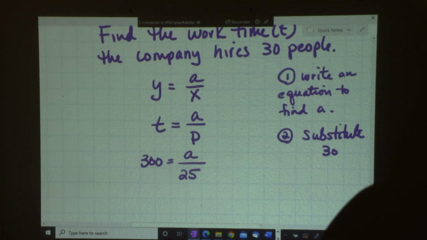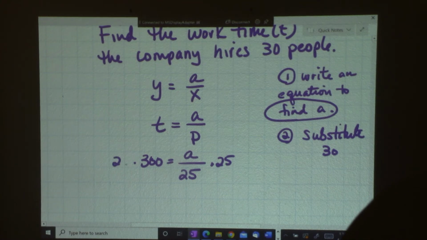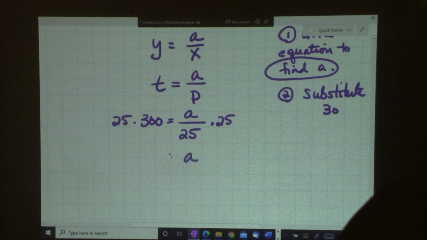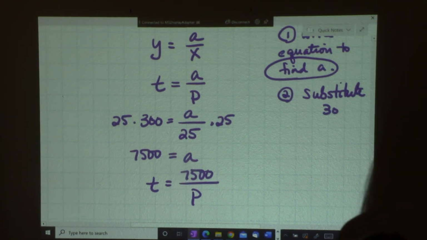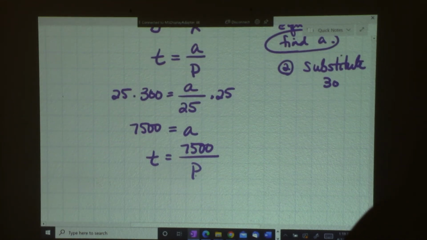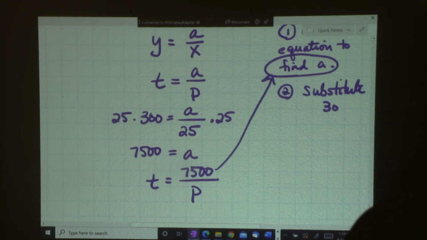Now I'm going to solve for A. I'm going to find A. So I multiply both sides by 25, and I get A equals 7,500. So if I know that, then my equation is going to be T equals 7,500 over P. So this is how the time and the number of people will vary. Okay, so I have number one. I solved an equation to find A, and I rewrote it.